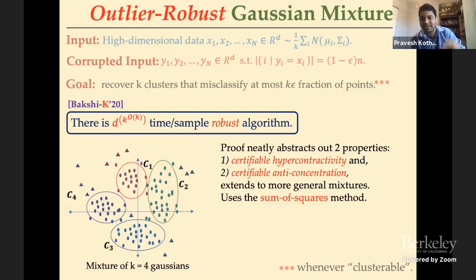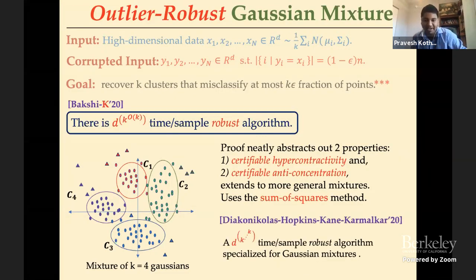Well, in a black box way, the theorem I'm stating for you actually also yields an algorithm for clustering such mixtures. Okay. Anyway, that's the result I'm going to talk about. And this result uses the sum of squares method. But before I go further, I want to mention that there is an independent work of Diakonikolas, Sam Hopkins, who's around in this call, Dan Kane, and Sushrut Karmalkar, who also get a similar result for the special case of Gaussians. Their algorithm is also polynomial time, just like ours. Okay, great. So that's the result I'm going to tell you a little bit more about today.